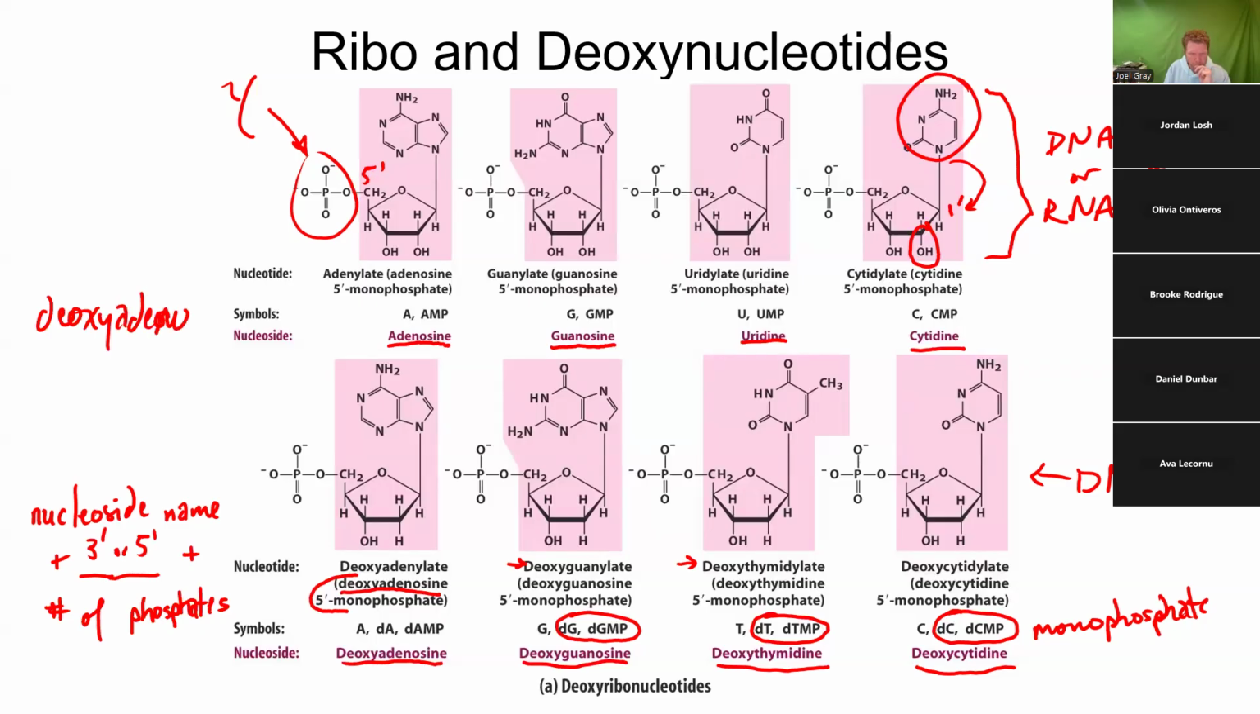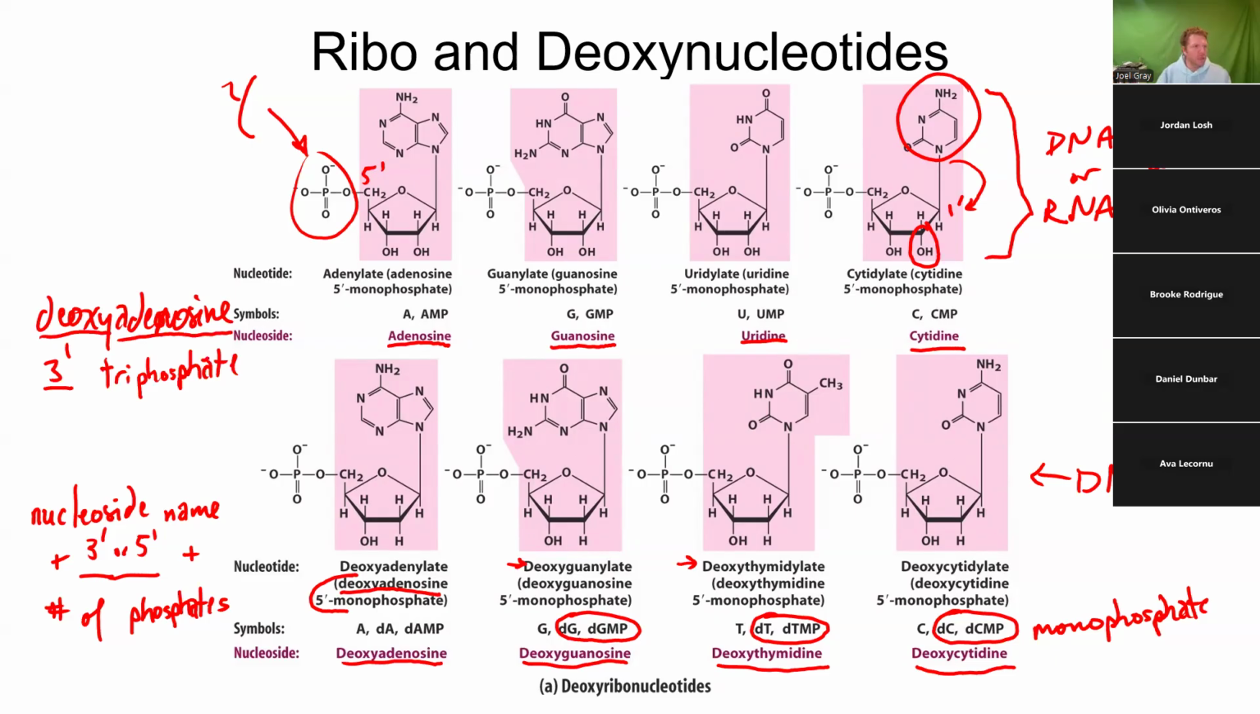Deoxyadenosine 3 prime. So deoxyadenosine tells me that I have a nucleoside. I've got deoxyribose as my sugar; deoxy gives me that. Adenosine tells me my nitrogenous base is an adenine. 3 prime tells me where my phosphate is. And then triphosphate tells me how many phosphates there are.